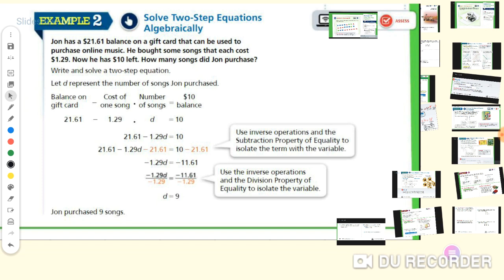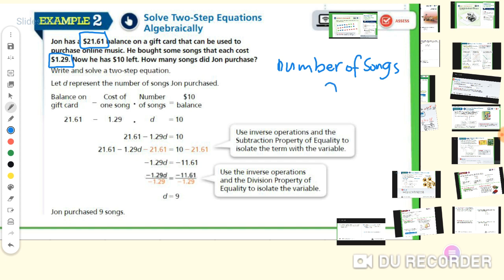Okay, John has a 21.61 balance on a gift card that can be used to purchase online music. So consider he already owns this number on a card. He bought some songs that each one cost this amount. This is the cost of each song. But I don't know the number of songs. So the number of songs equals what? I don't know means put a letter.